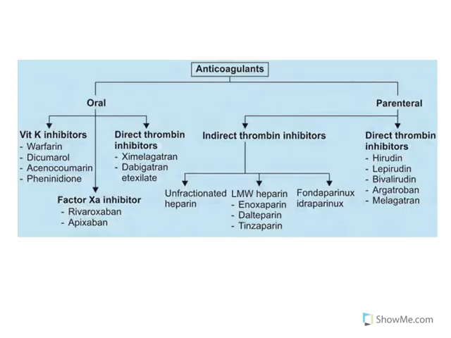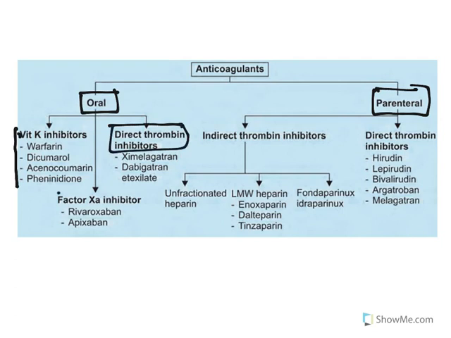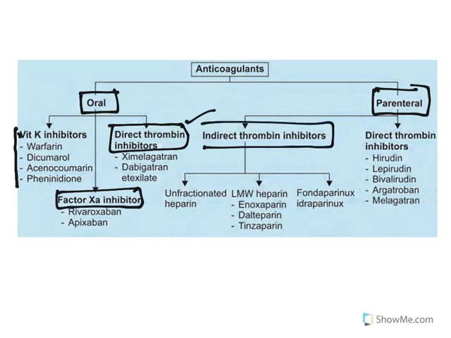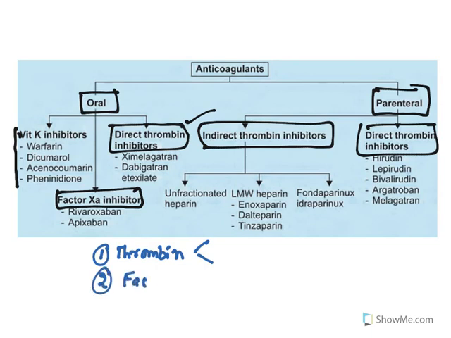Let's get into the topic. Depending upon the route of administration, the agents can be classified as oral agents and parenteral agents. When you get down, they come down to vitamin K inhibitors, thrombin inhibitors, and factor 10A inhibitors. You have direct thrombin inhibitors and indirect thrombin inhibitors. So all of them can be pieced into three classes. One, thrombin inhibitors, which are direct and indirect. Two, factor 10A inhibitors. And third, vitamin K inhibitors.